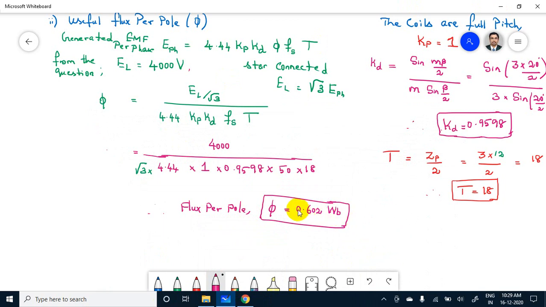Do you understand? Sartak Das, did you get this answer? Flux per pole, phi equal to 0.602 Weber. Did you get it?